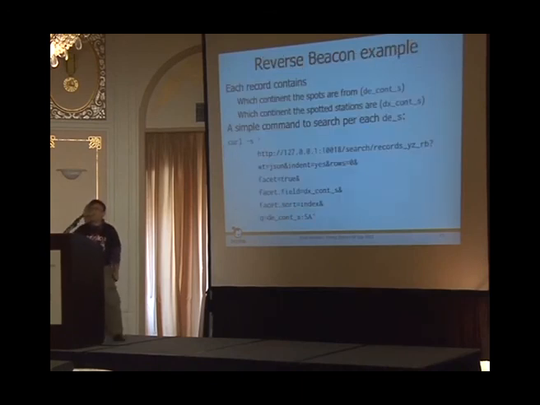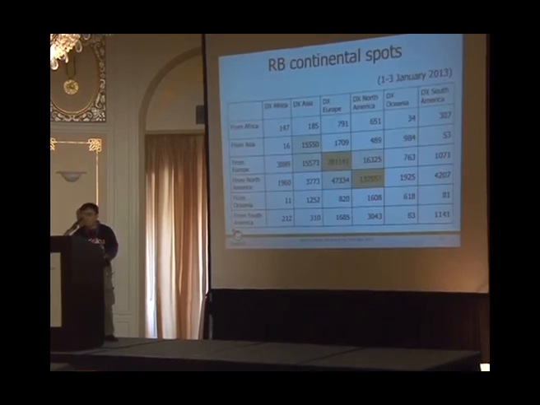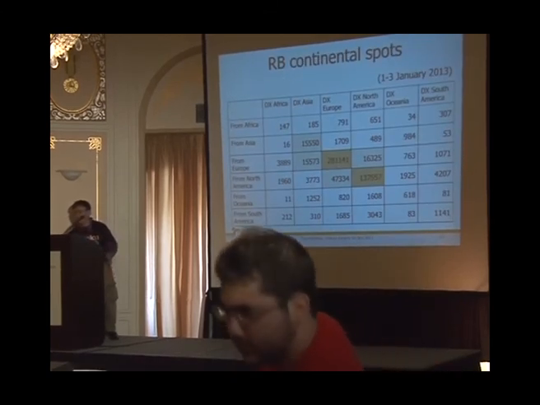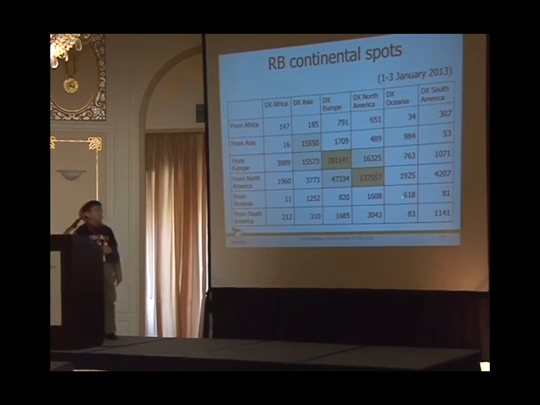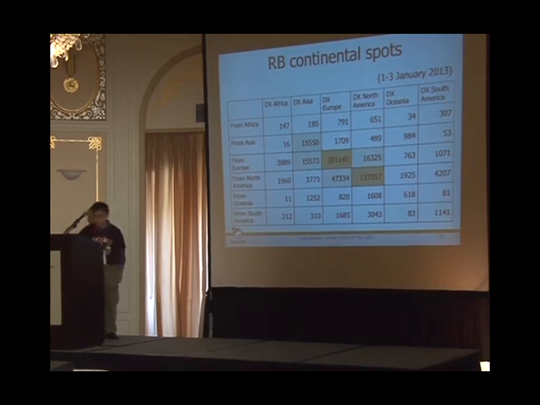Okay, so I'm going to explain another example about Reverse Beacon. I made a continent analysis of where the spots are from and where the spotted stations are, and I'll make it short because the time is running out. With performing 6 searches, I could draw this type of data, and obviously, exchange between Europe and North America is higher than the rest of the world.